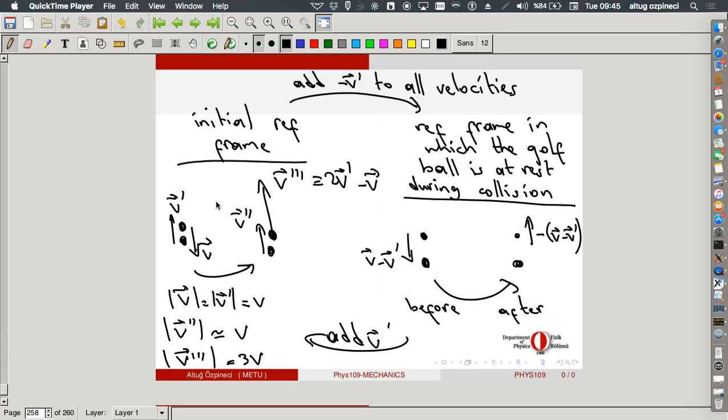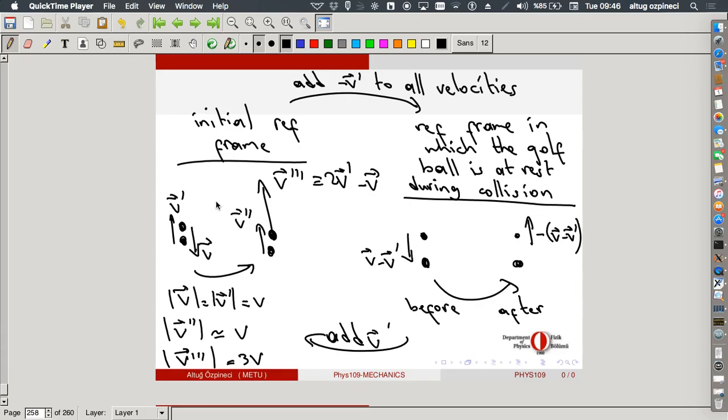You can use whichever reference frame you like. In particular, you can set the velocity of any object to zero at one instant in one particular reference frame. You can always choose such a reference frame, and this is what we used over here. I can always go to a reference frame in which the golf ball is at rest during the collision. It doesn't stay at rest throughout its motion, but at least during the collision, which we assume is almost instantaneous, it will be at rest. I can always do that.